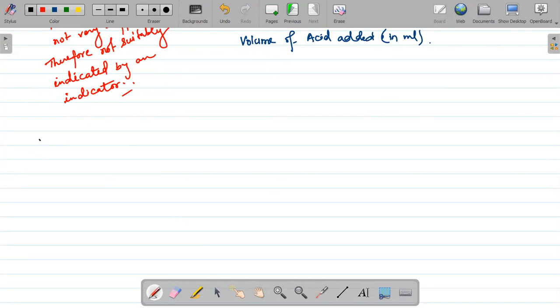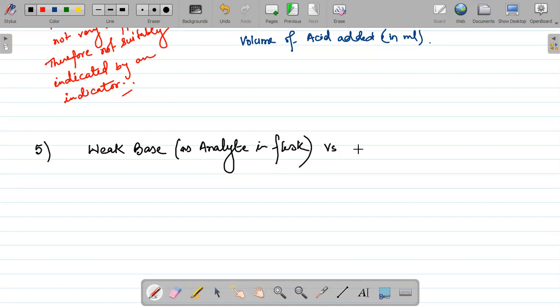The fifth variety is going to be: instead of a weak acid, now we are going to put a weak base. We will have the weak base as the analyte in the flask versus a strong acid as the titrant in the burette.